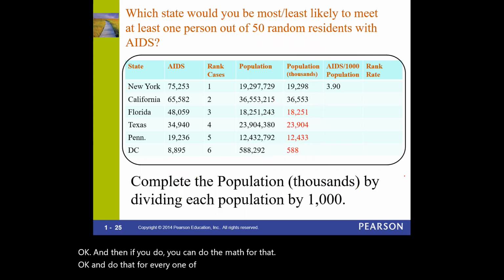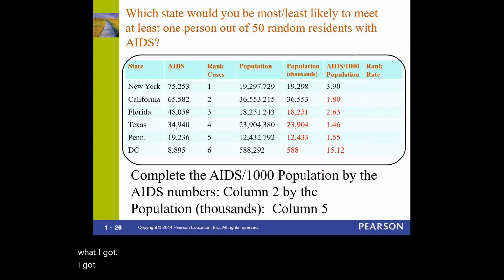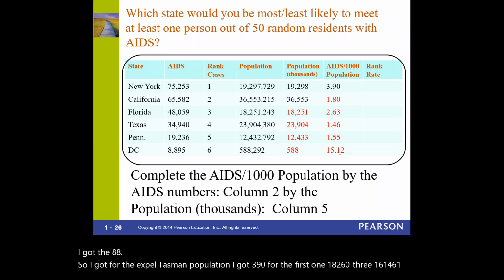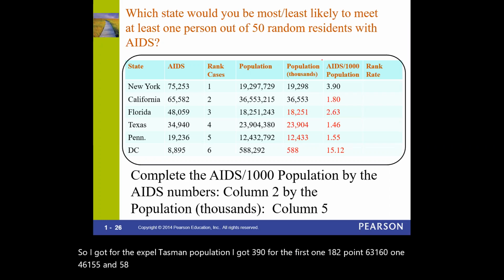So when I did every one of them, this is what I got. I'm sorry, okay, I did it again. So for the heads per 1,000 population, I got 3.90 for the first one, 180, 2.63, 160, 146, 155, and 15 something. But notice something.